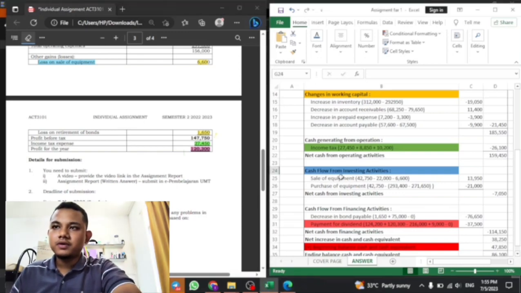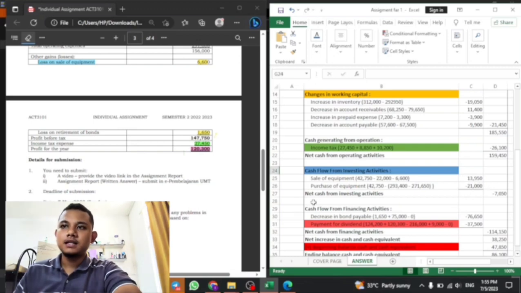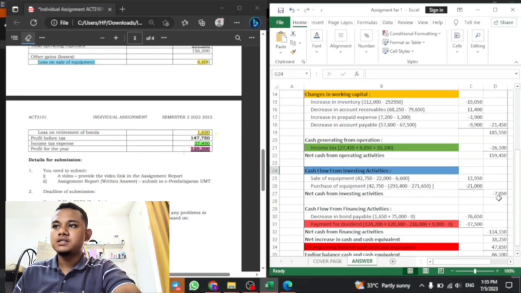Next, cash flow from investing activities, which is sales of equipment minus purchase of equipment. Sale of equipment, I get 13,950, and purchase of equipment, I get RM21,000, and if I add these two amounts, I get net cash from investing activities, which is 7,050.